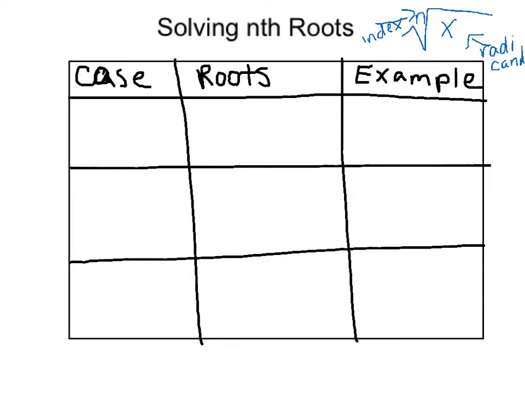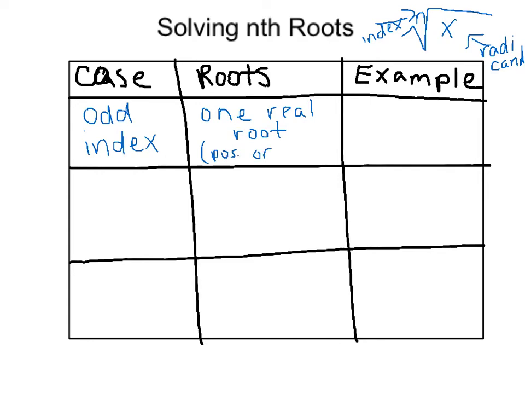So when we're solving nth root equations, we're going to be taking a 5th root or a 6th root or a 4th root or a square root, something like that. We have 3 different situations that come up. The first case is when we have an odd index. So that's when we're taking the cube root or the 5th root or the 7th root. That index, the number inside the squishy part, is an odd number. When we do that, we're going to have one real root. And that real root is either going to be positive or negative. It could be 3 or it could be negative 5. It doesn't matter.